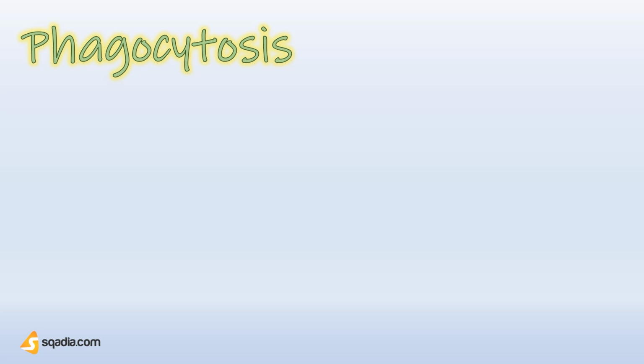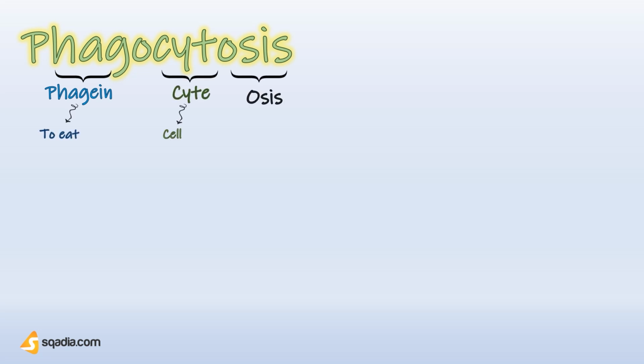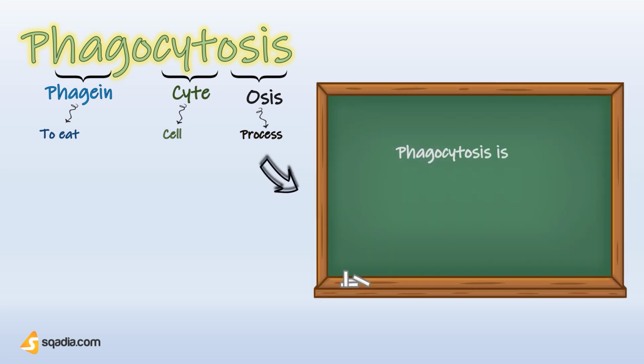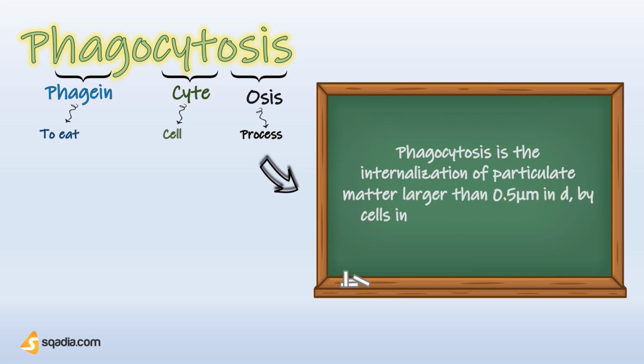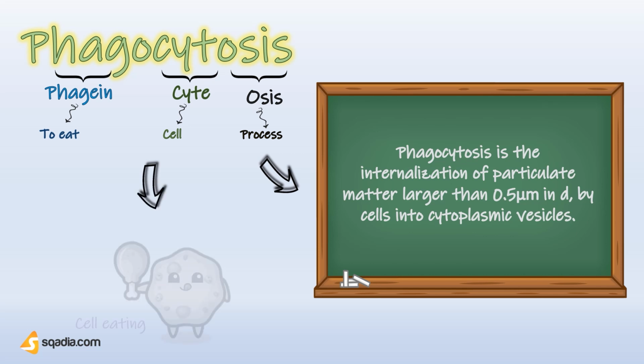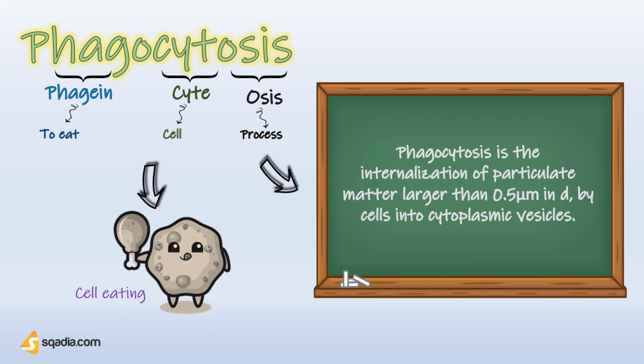So after developing basic concept, now moving to our main topic, that is phagocytosis. The term phagocytosis is derived from Greek phage means to eat, cyte means cell, and osis means process. So phagocytosis is the internalization of particulate matter, larger than 0.5 micrometer in diameter, by cells, into cytoplasmic vesicles. Or simply, we can say, it is a process of cell eating.